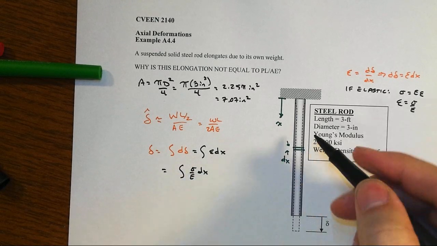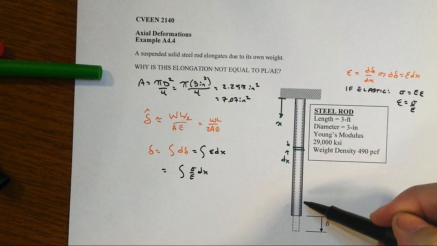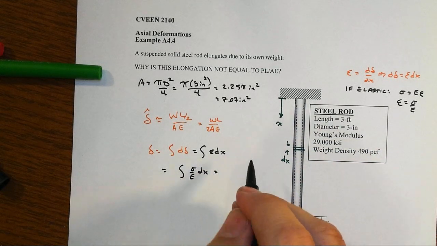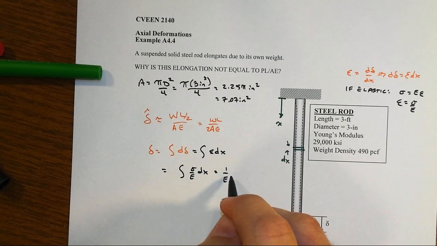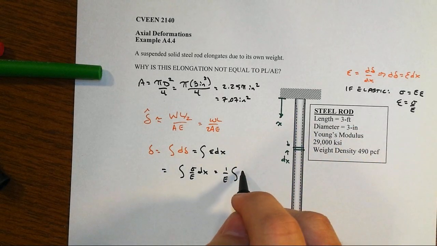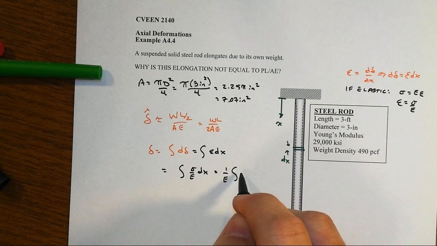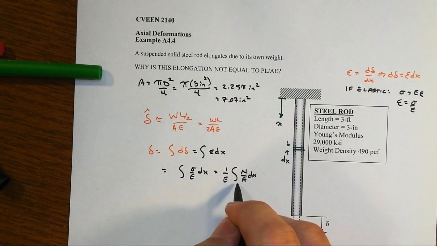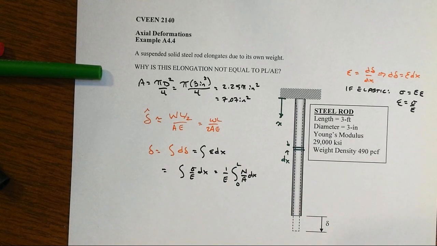Now, if it's homogeneous, then, alright, the E can pop out, so that's an if. That'd be 1 over E. And, of course, stress sigma is equal to the axial force over the cross-section along the length, integrating from 0 to L.